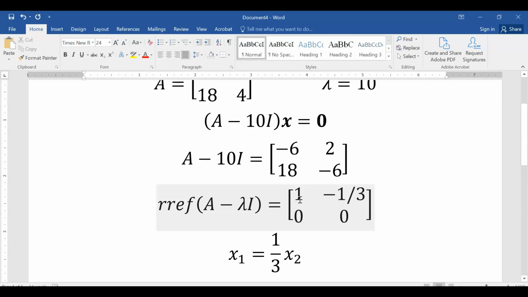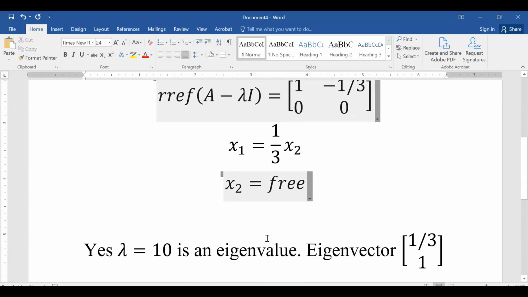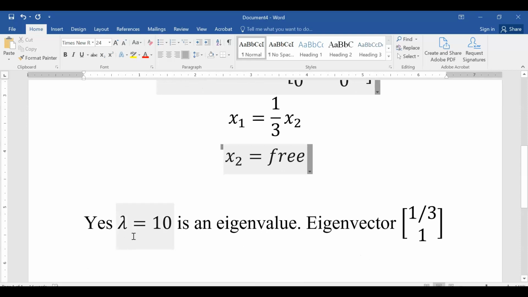Now this is very similar, don't get confused. In the previous problem we had a positive 1/3 there. When I look at the general solution, x1 has to be equal to positive 1/3 x2, and x2 can be free. And so yes, in fact, lambda equals 10 is an eigenvalue, and moreover, one eigenvector is (1/3, 1).